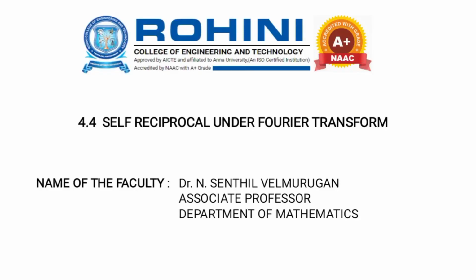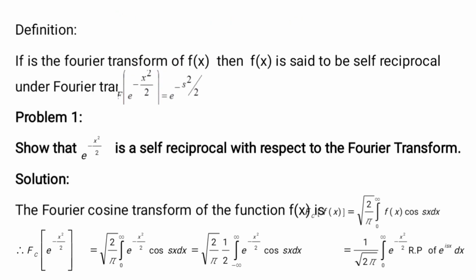Today I am going to talk about self-reciprocal under Fourier transform. A function f of x is said to be self-reciprocal if the Fourier transform of f of x equals f of s. For example, the Fourier transform of e power minus x square by 2 is equal to e power minus s square by 2. The first problem: show that e power minus x square by 2 is self-reciprocal with respect to the Fourier transform.